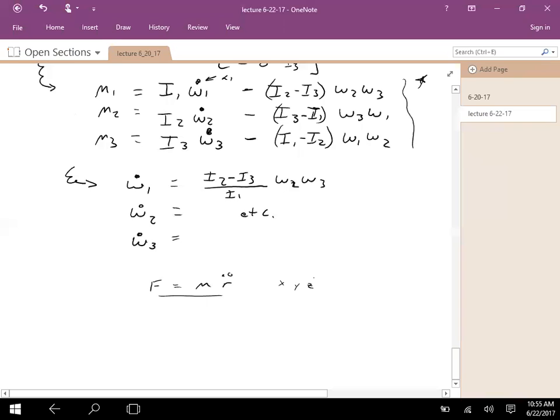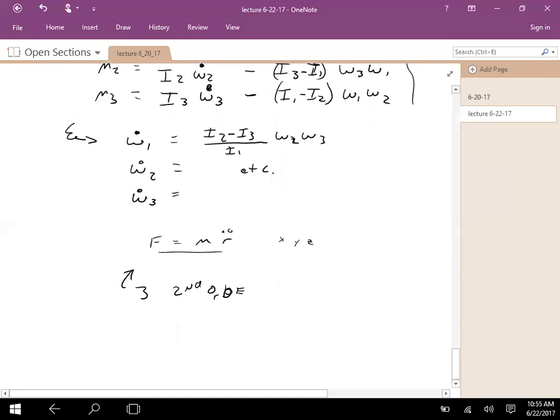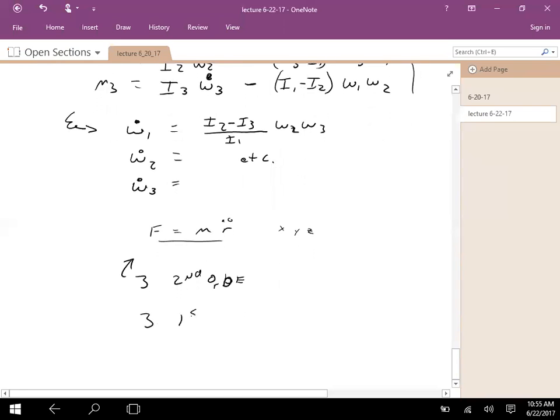Euler's rotational equation is a first order differential equation. You see that? When I write my Newton-Euler equations, I get basically 3 second order differential equations, and here I'm using ODE to mean ordinary differential equations, although they are that as well. And I get 3 first order differential equations from Euler. These are from Euler, and these are from Newton.